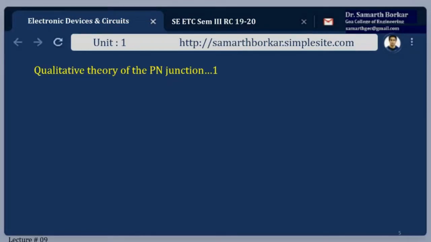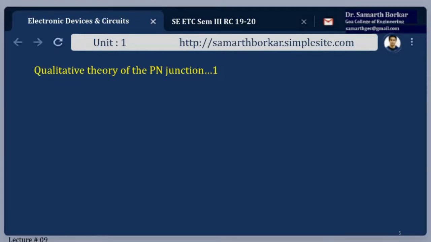Now, this p-type or n-type material does not exist in isolation. It's not like I have a box of p-type and I have a box of n-type and then I combine them together. No, it's not that way. But for our understanding, we make a statement that we bring p-type and n-type blocks together. Fine. But it all depends upon how this junction is formed.